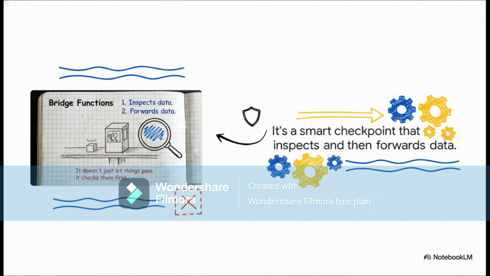It's not just a simple, empty bridge. A router is more like a smart bridge, one with a checkpoint on it. It doesn't just let anything pass. It actually looks at these little chunks of data, which we call packets, to make sure they're going to the right place before it forwards them on their way.